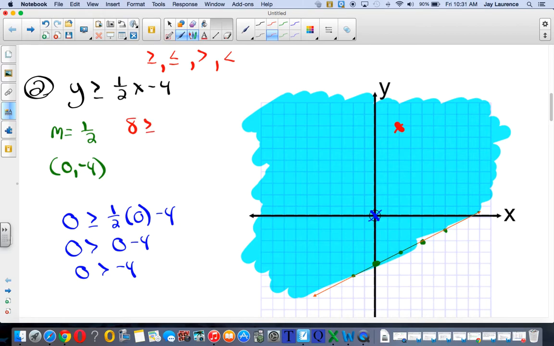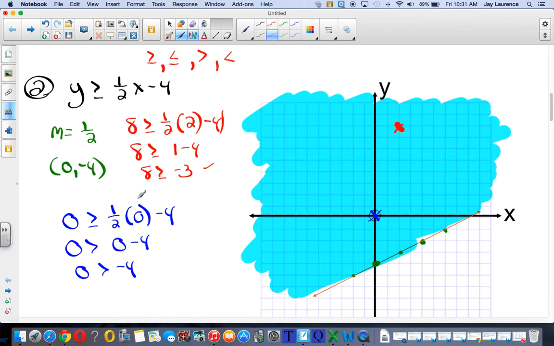Y is greater than or equal to 1/2 times 2 minus 4. Well, 8 is going to be greater than or equal to 1/2 times 2 is 1, 1 minus 4. 8 is going to be greater than or equal to -3. It is true, isn't it?